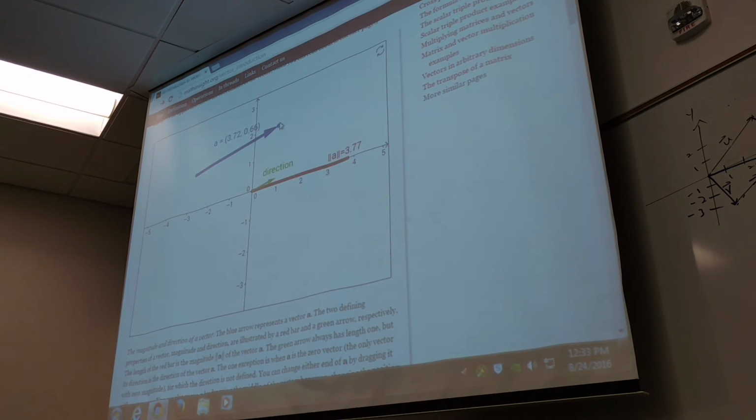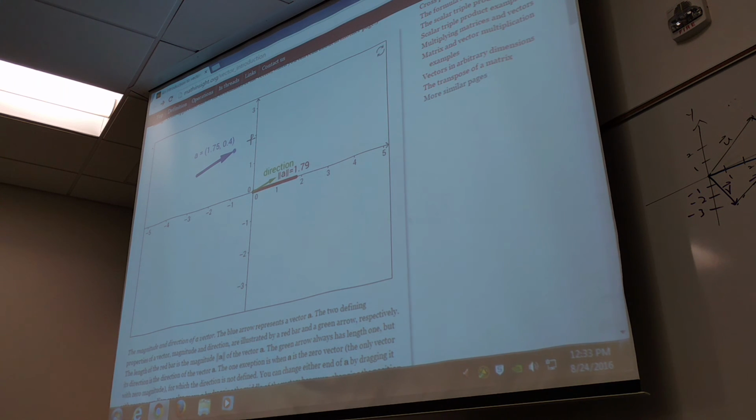Now watch this. What will happen if I pick this up and move it towards its own tail? The vector, of course, gets smaller. What's happening to that green line? Exactly, because the green line should show only direction. So how long is that green line? 1.